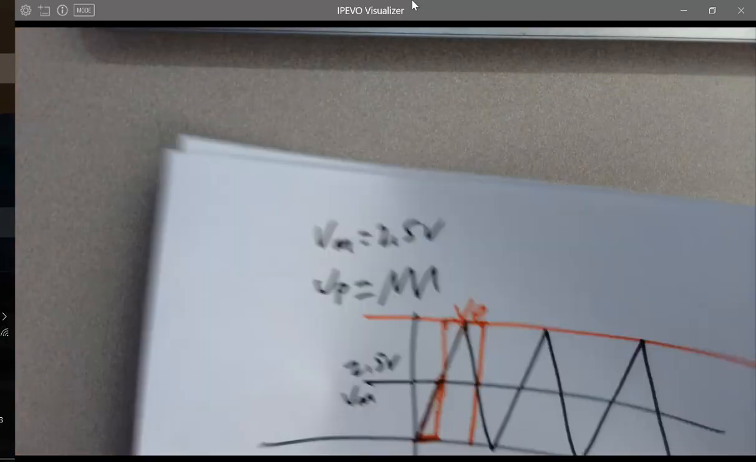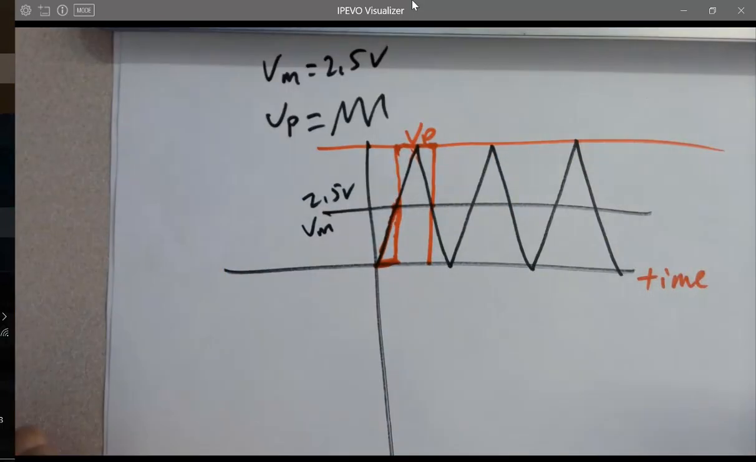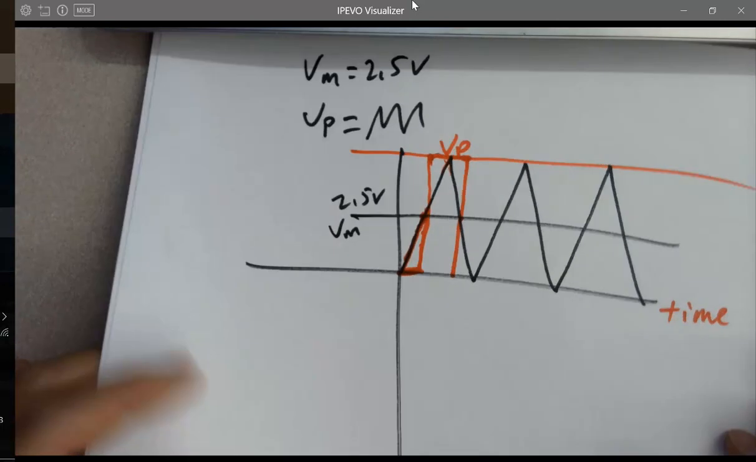Make sense or not? And VP is the triangle, right? Yes. So VP is essentially VN, right? Depending on the inputs, the output is 5 or 0. Good question. Let's do this. So VM is a threshold. That's right.